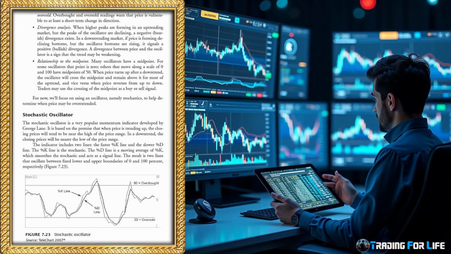Divergence analysis. When higher peaks are forming in an uptrending market, but the peaks of the oscillator are declining, a negative, bearish, divergence exists. In a downtrending market, if price is forming declining bottoms, but the oscillator bottoms are rising, it signals a positive, bullish, divergence. A divergence between price and the oscillator is a sign that the trend may be weakening.